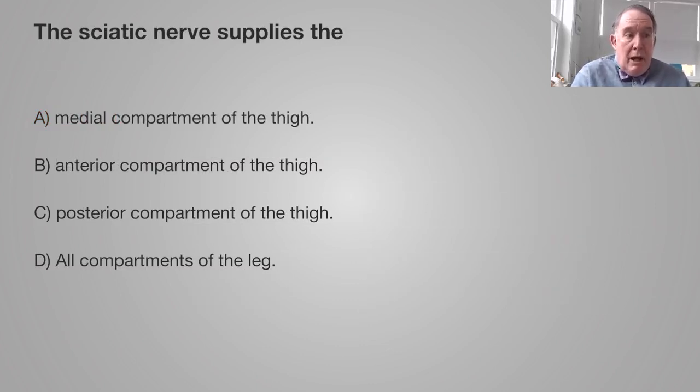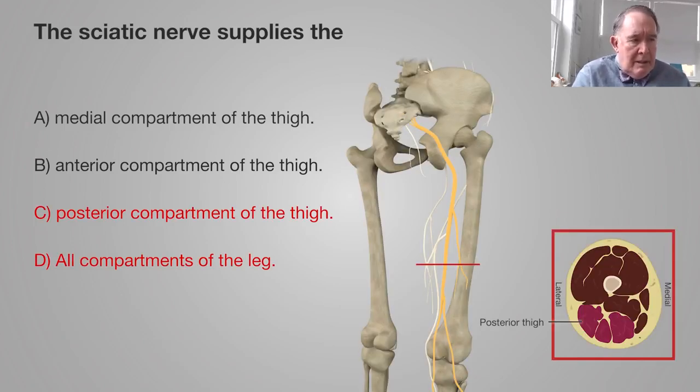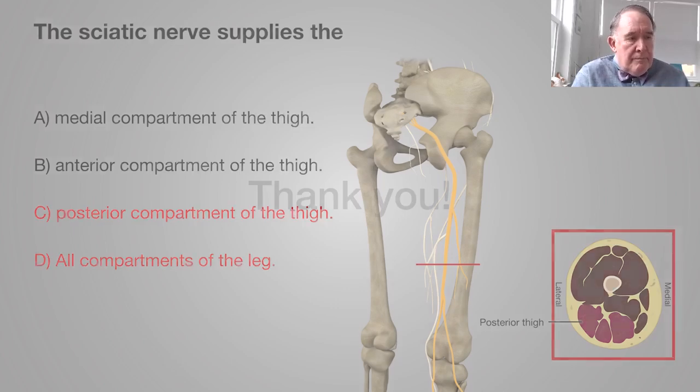The sciatic nerve supplies the medial compartment of the thigh, the anterior compartment of the thigh, the posterior compartment of the thigh, and all the compartments of the leg. What do we think about that? If you said the posterior compartment of the thigh and all the compartments of the leg, that's good. You remembered that the sciatic nerve is large, in part because it has a large territory to supply the muscles of the posterior thigh and the entire leg and foot. Thank you.